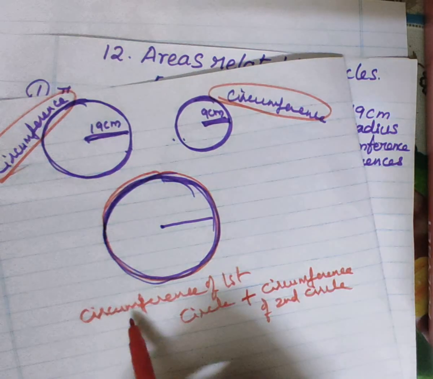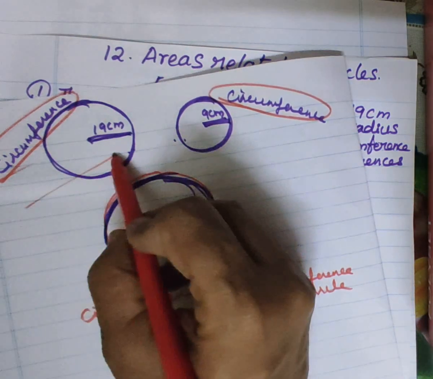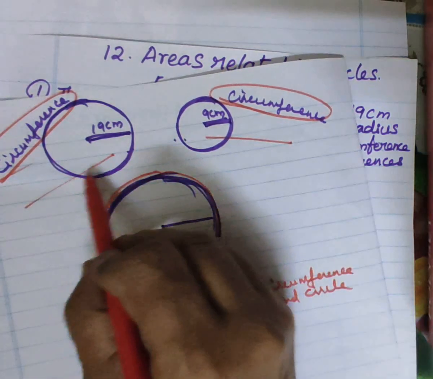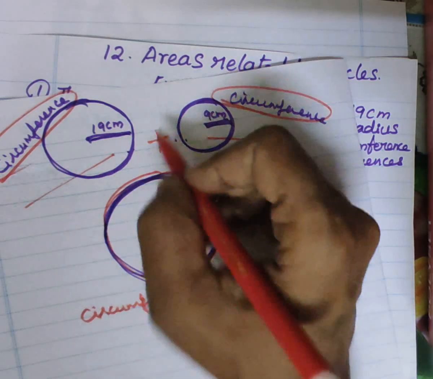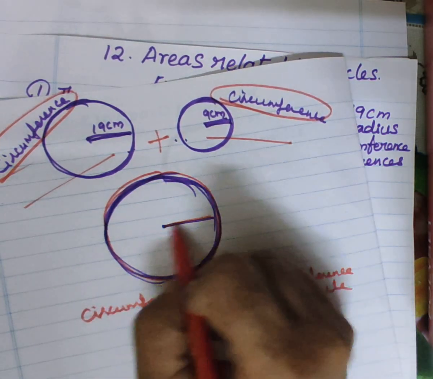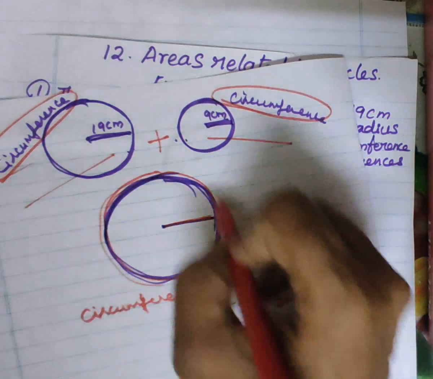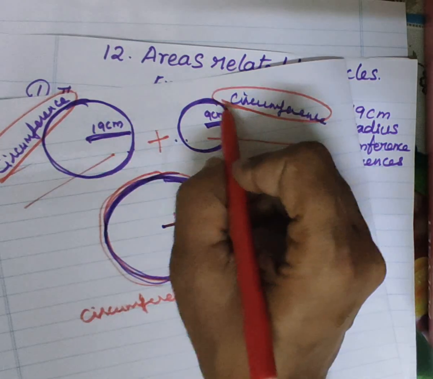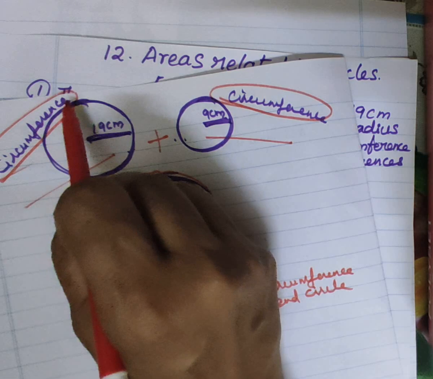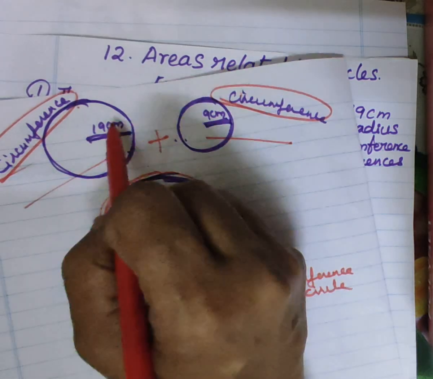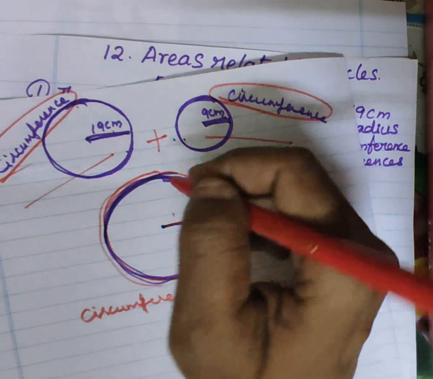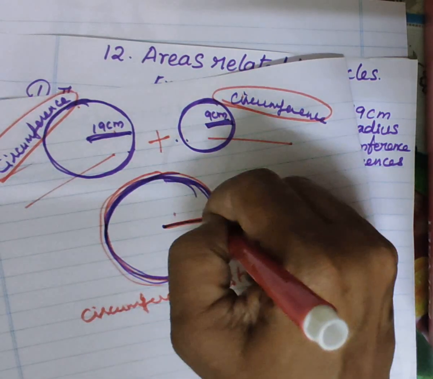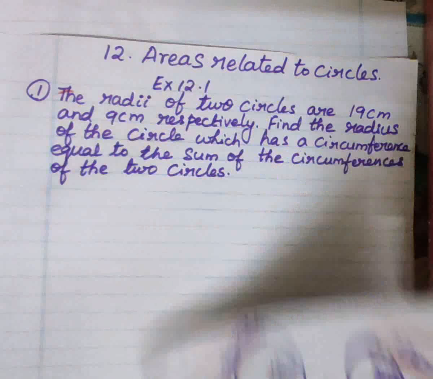So we need to find the circumference of the first circle and the circumference of the second circle. Then we have to add them, because this radius we have to find, right? And the circumference of this circle is equal to the sum of these two circumferences. So you need to find the circumference of two circles with the given radius, and then after that we have to find the radius of this third circle. So let us find now.